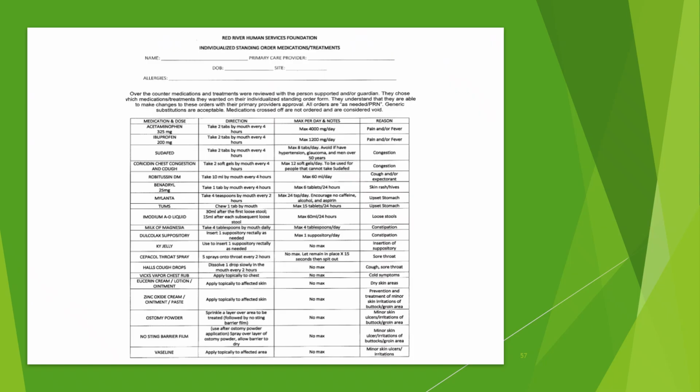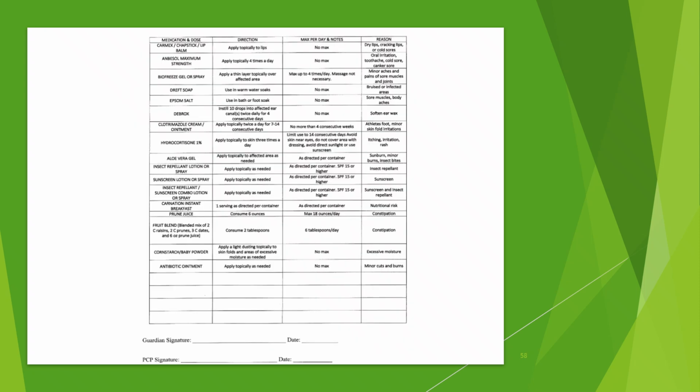This is the standing order form that we get from the doctor, and this is a list of all the products that we can get at the grocery store, Walmart, CVS, and this has to be okay by the doctor for the individual to take, because some of these might counteract with the medications they're taking. So it has to be okayed by the doctor. This is the first page, and here is the second page of the standing order form. I'm sorry it's hard to see. You will be shown this when you do your medication observation.